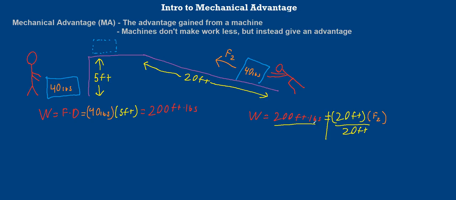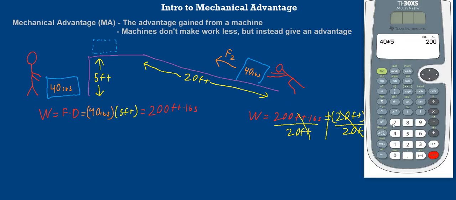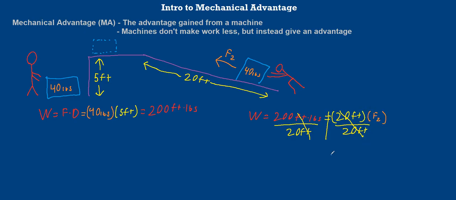We just divide by 20 feet on both sides. So we divide by 20 feet over here, we divide by 20 feet over here, feet cancel out, and 200 divided by 20, hopefully you can do that in your head, but if not, just in case, let's go ahead and type it in our calculator. What's 200 divided by 20? Well, it's 10. And again, hopefully you can just do that in your head, but we're left with force 2 clearly equals 10 pounds.